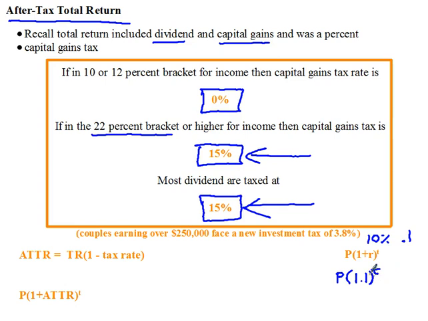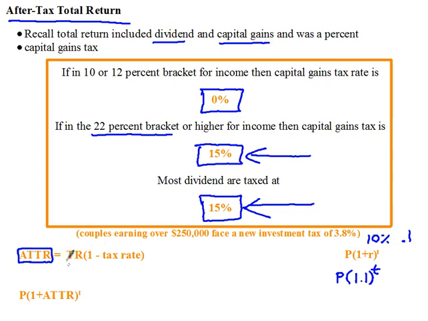Now, if we have to pay a 15% capital gains and dividends tax, then we're not actually going to earn 10% per year. This R is not actually going to be 10%. It's going to be somewhat lower than that. To figure out what that's going to be, we're going to call that the after-tax total return. What is your total return after you pay your taxes? What do you actually get to keep of your total return?